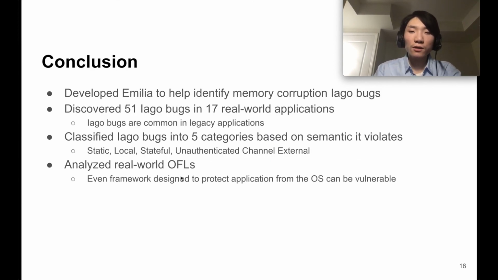In conclusion, we have developed Emilia to help identify Iago bugs in legacy applications. We discovered a total of 51 memory corruption Iago bugs in 17 applications. We further classified them into 5 categories based on what type of semantics they violate. We also proposed potential mitigations for each of them. In addition, we analyzed some OFL implementations to show that Iago bugs could be a real-world problem. And that's all for my presentation. Thank you for listening.